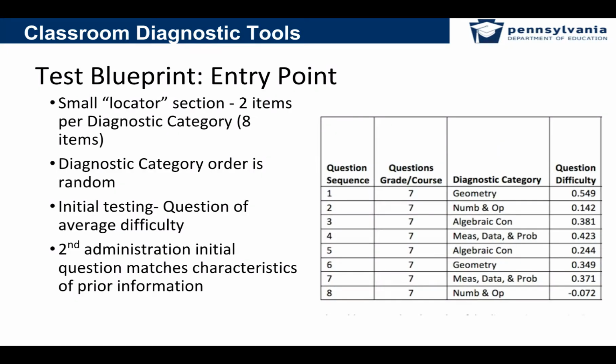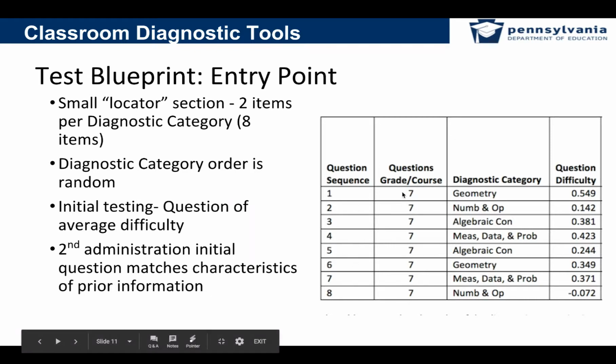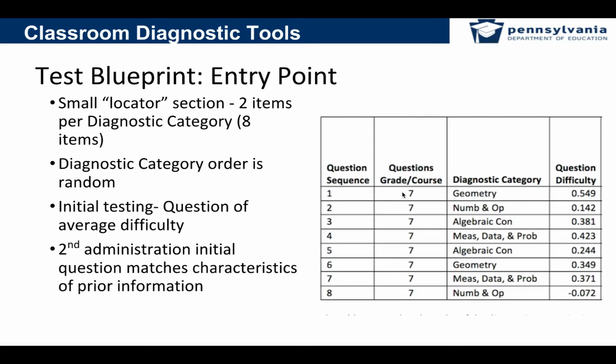When the classroom diagnostic tool begins, the very first 8 items are considered locator items. There are 2 items per diagnostic category, and they are at the grade level of the assessment, and the diagnostic categories assessed are given in random order. So if you look in our chart, the question sequence is numbers 1 through 8. All of them happen to be 7th grade. That is the grade level of the student in the example. And the diagnostic categories are in random order.